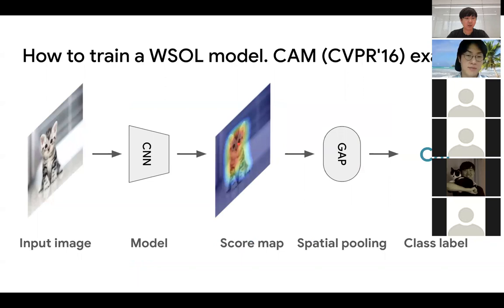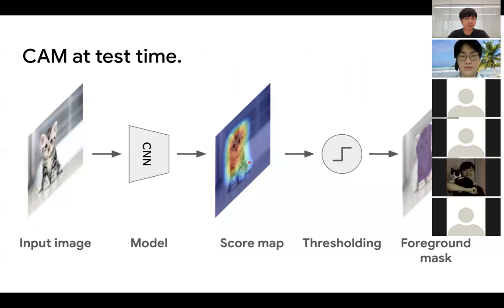Here is an example of a weakly supervised object localization framework. The CAM method produces a score map from the input image using this CNN classifier. This score map represents the importance of each pixel for classification. In general, the important information for classification occurs on the extent of the object. Hence, the score map also highlights the object. And then the foreground mask is computed by thresholding this score map. In this way, we can localize the object without full localization supervision.